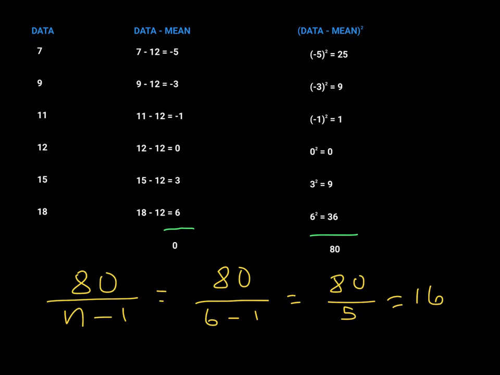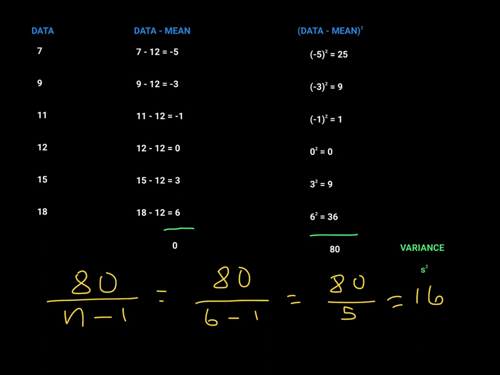Now, this number 16 actually has a special name. It's called the variance of the set of data. You may want to add that to your notes. This number 16 is the variance, meaning it is the square of your standard deviation. Remember, S stands for standard deviation. So this number is the square of the standard deviation, called the variance.